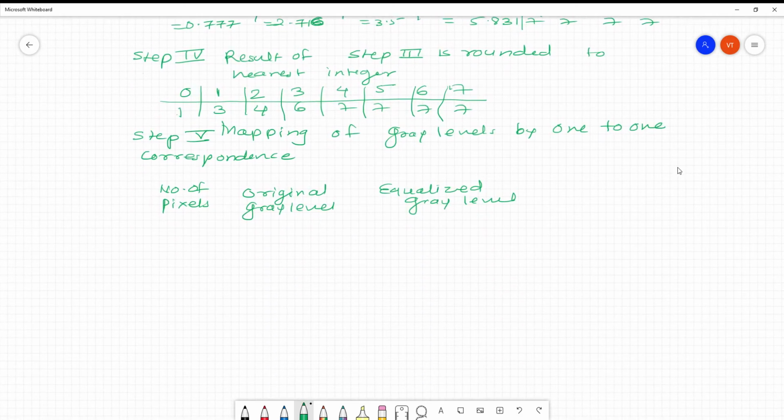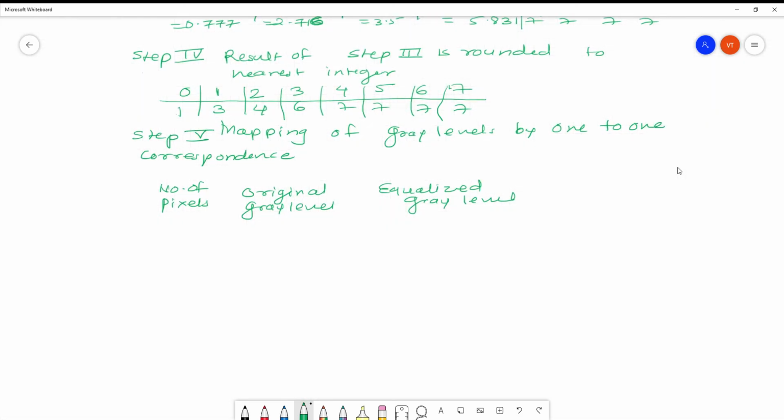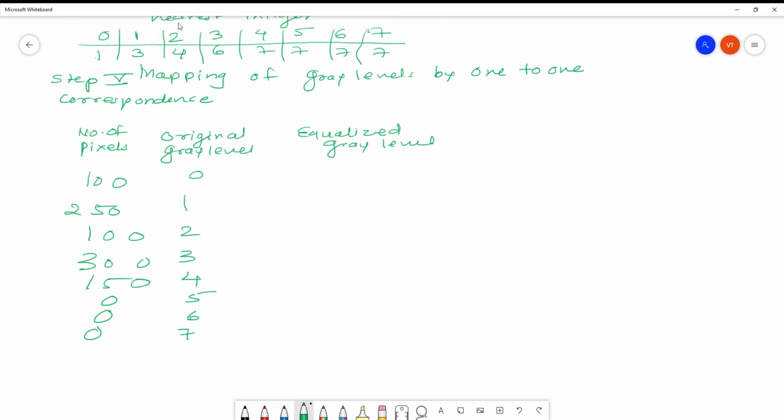We'll get number of pixels. So you'll write number of pixels here: 100, 250, then 100, 300, 150, 0, 0, 0. The corresponding original gray level was 0, 1, 2, 3, 4, 5, 6 and 7. Now what we got from step number 4, you'll write here: 1, then 3, then 4, then 6 and then 7, 7, 7, 7, right?